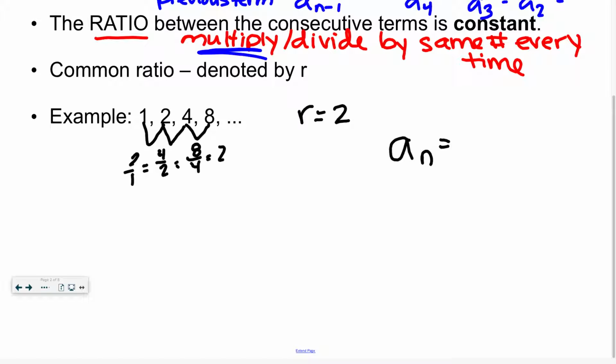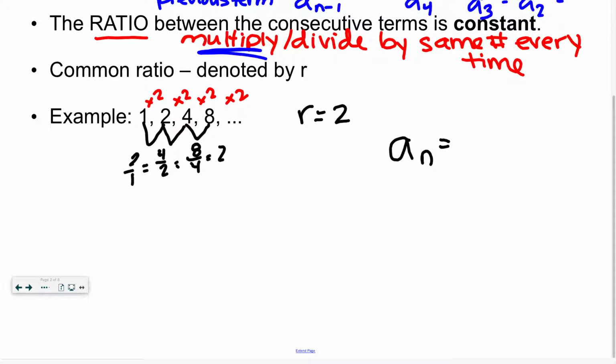Okay, what I am hoping you would notice in this pattern is that when you're trying to get to the next term, you are repeatedly multiplying by 2. We talked about this when we did arithmetic sequences, and we saw we were doing plus 4, plus 4, plus 4, plus 4.